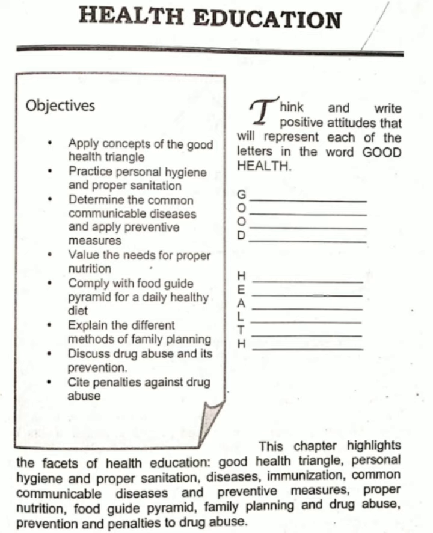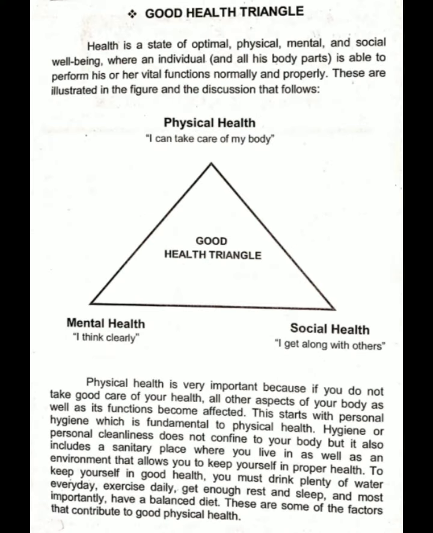Health Education. This chapter highlights the facets of health education, good health triangle, personal hygiene and proper sanitation, disease immunization, common communicable disease and preventive measures, proper nutrition, food guide pyramid, family planning and drug abuse, prevention and penalties to drug abuse. The good health triangle.